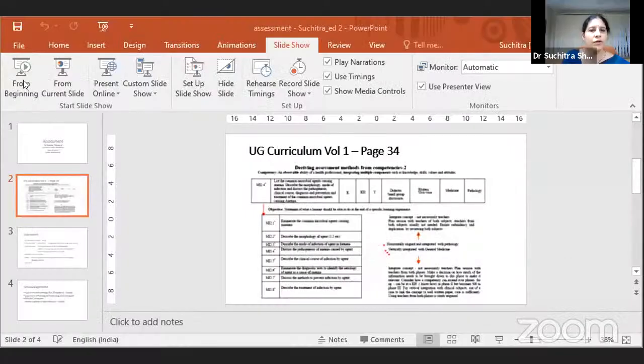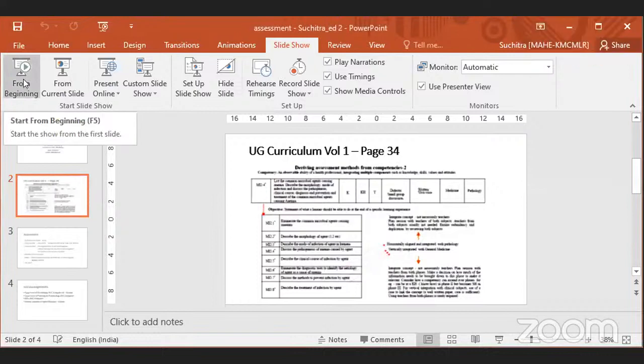Now, are you sharing the screen? Yeah, I am. No, it's not visible. Can you share? 1 minute. Can you see the sharing now? Yes, ma'am. Okay. Sorry. You're on.